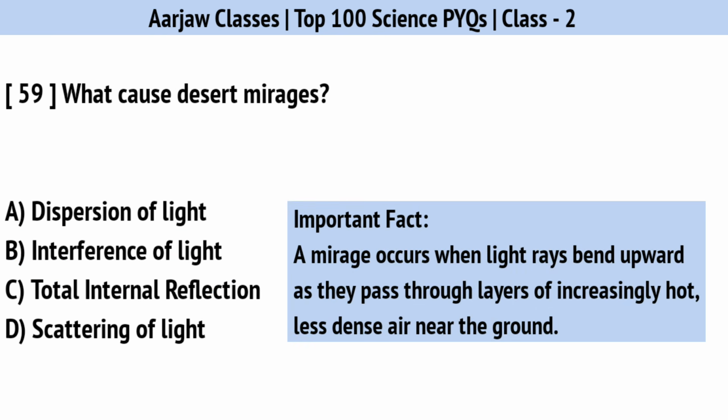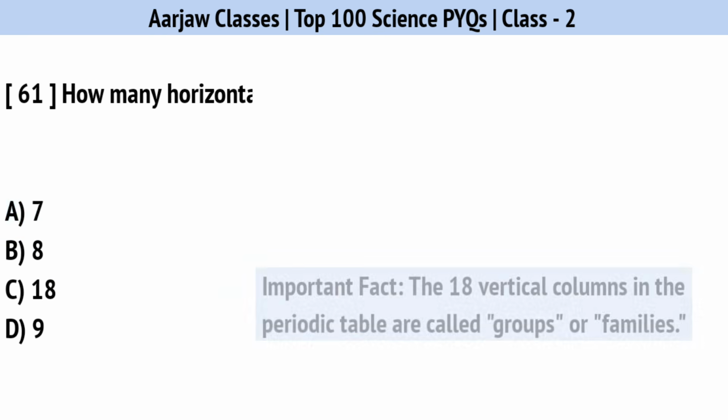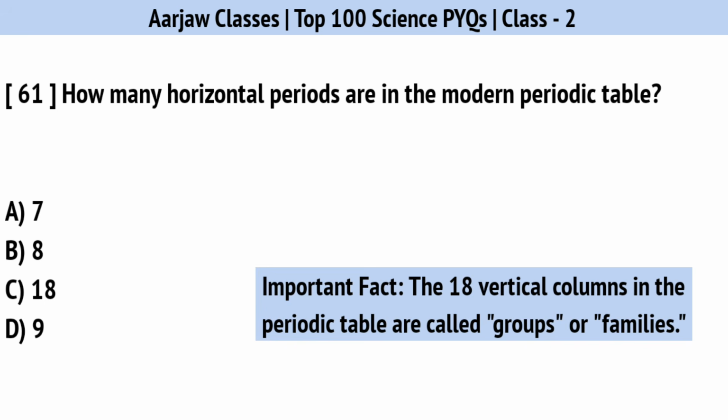What caused desert mirages? Correct option is C. Total internal reflection. Which enzyme begins protein digestion in the stomach? Correct option is A. Pepsin. How many horizontal periods are in the modern periodic table? Correct option is A. 7.